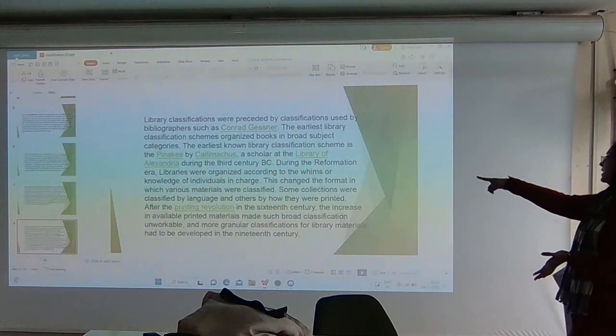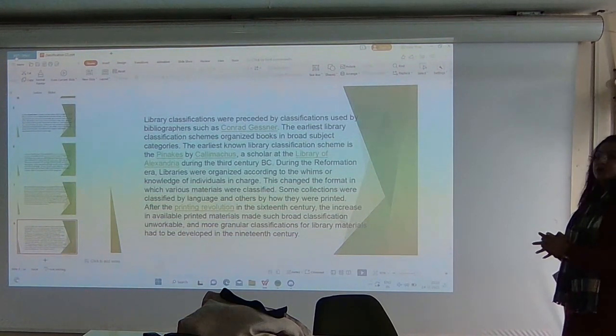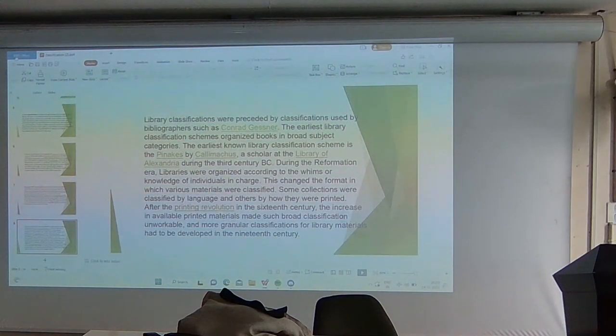This is the history. So during the Reformation era, libraries were organized according to the gains of knowledge of the individuals in charge. Suppose I am the librarian and I am classifying the things. So I'm using CC or UDC, DDC. So I also use my knowledge about how best I can do it with the classification scheme that I have. समझ में आ रहा है? All right. Very good students.